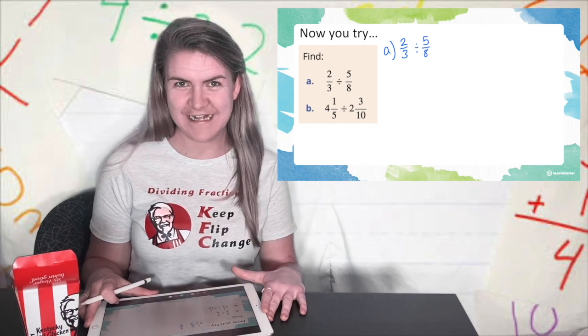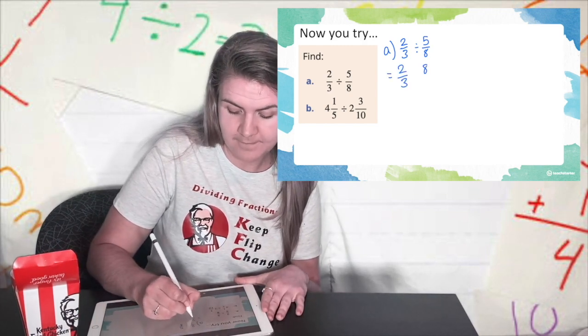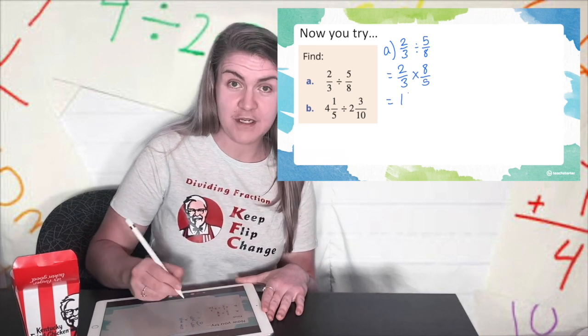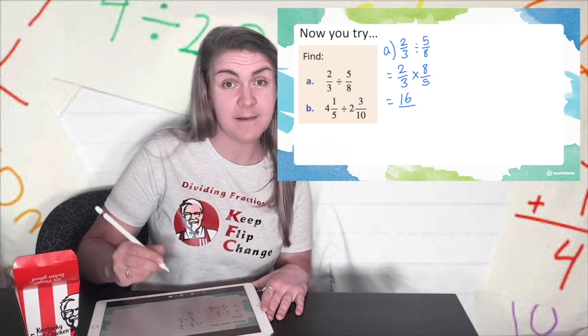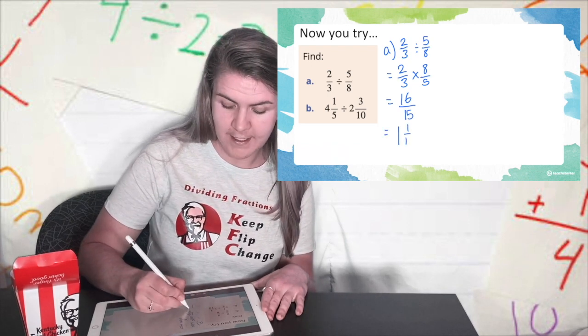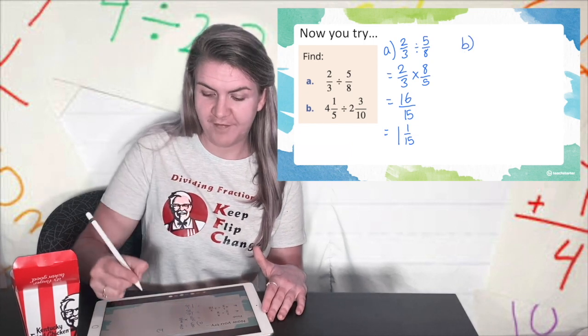Let's quickly do the answers. 2/3 divided by 5/8. K, F, C. 2 times 8 is 16. 3 times 5 is 15. 15 goes into 16 one time with 1 left over. B, we need to convert them to improper fractions.